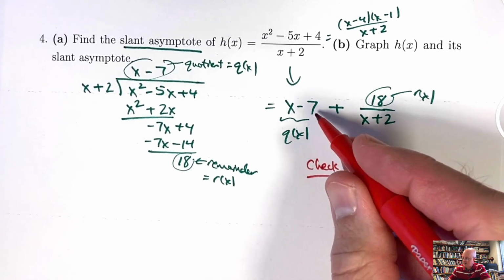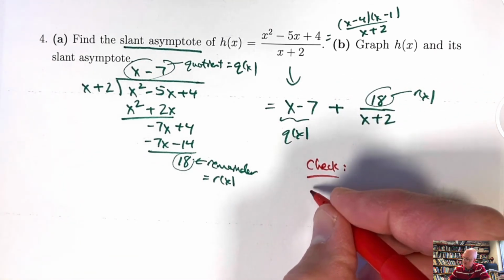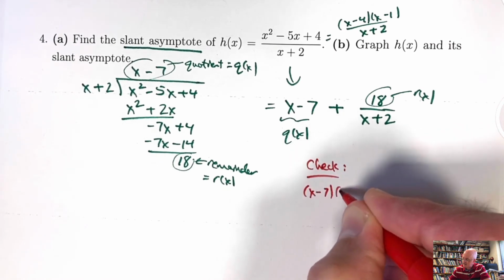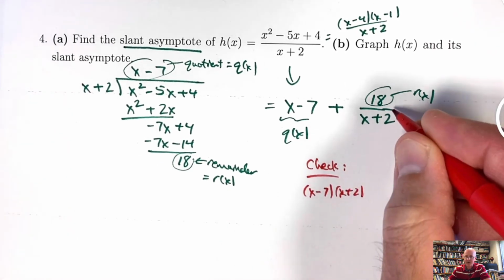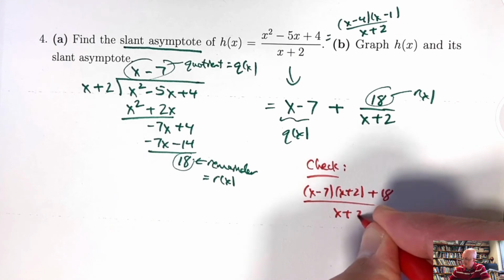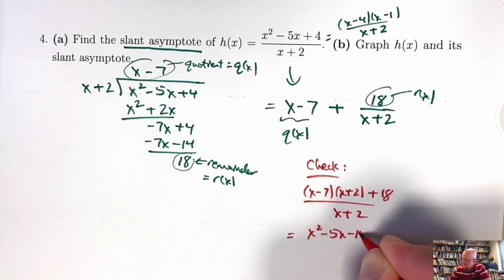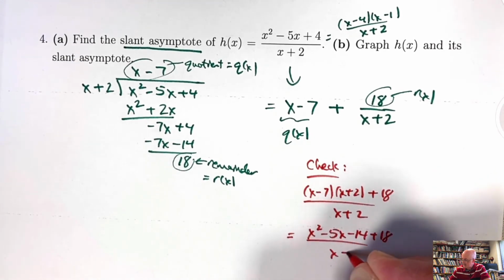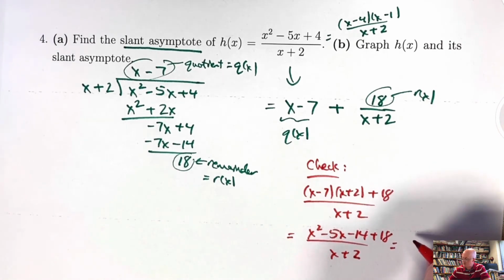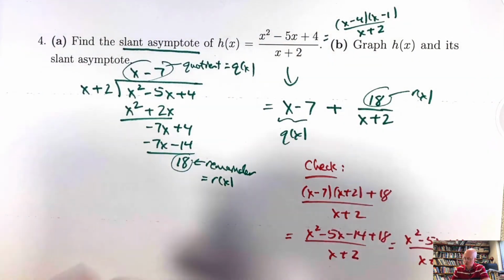Get a common denominator, I have to multiply this x minus 7 by x plus 2 and then divide it by x plus 2. So I'll get x minus 7 times x plus 2. This fraction already has that common denominator and has an 18 on the top. Now go ahead and multiply the top out, FOIL that. I will get this. And then when you simplify, you get the original function, x squared minus 5x plus 4 over x plus 2, matching what you see right there. Okay, so that's just a check that this is correct.